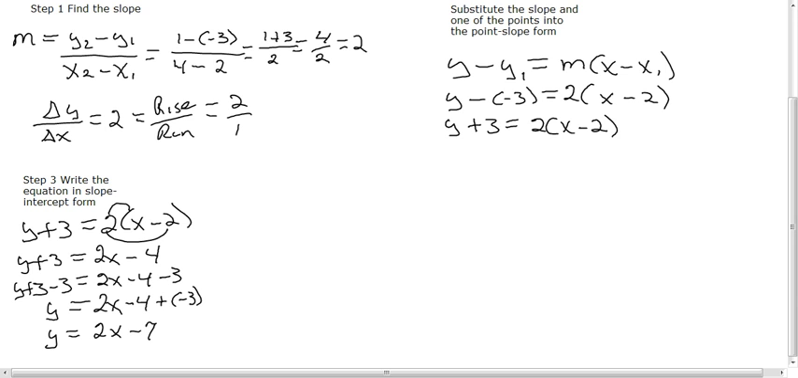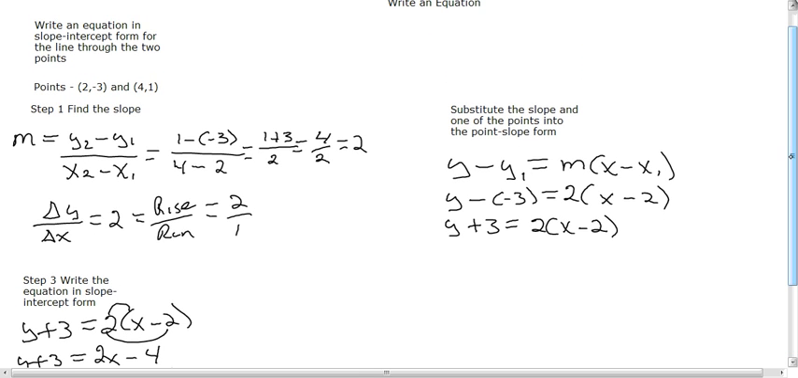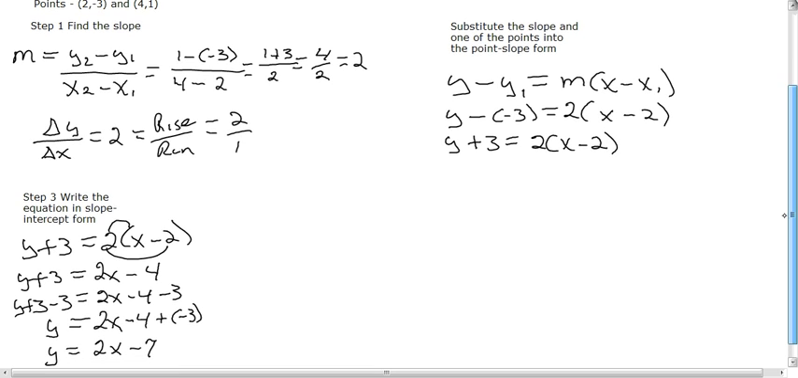So we came from looking at 2 points, no slope, just 2 points, and we literally went through and solved for our slope, which was 2. Then we took one set of the ordered pairs with our slope that we solved for and created our point slope form, and then took our point slope form and created our slope intercept form.